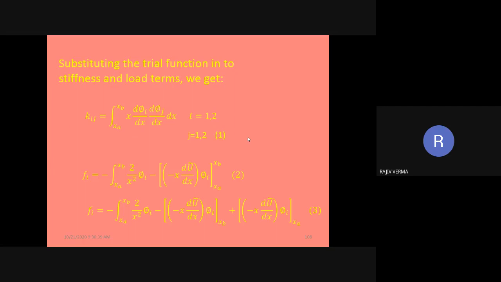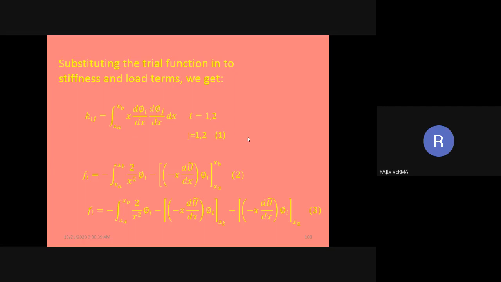Its value is also known at the point xb, which happens to be 1. So for both phi 1 and phi 2, we know the value of phi. So obviously, this means that the second term in equation number 3 is known at xb for both i equal to 1 and i equal to 2.